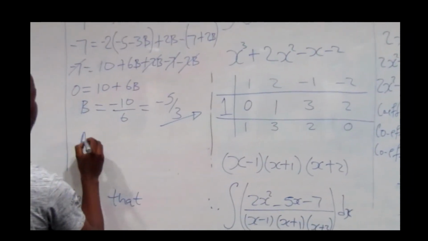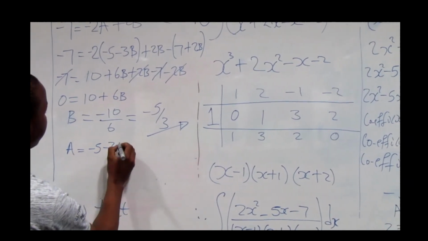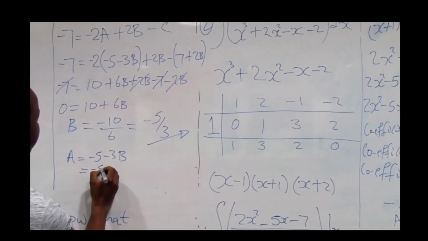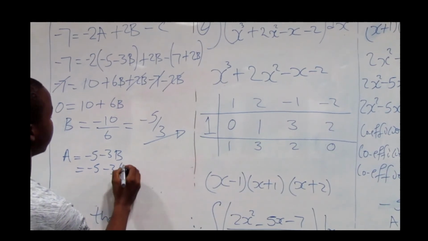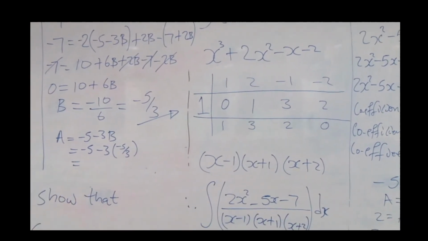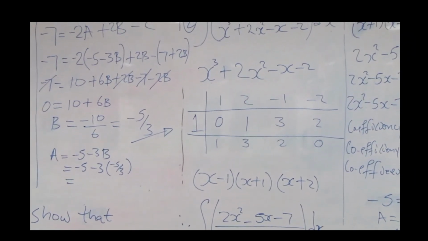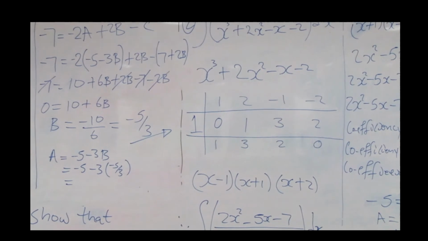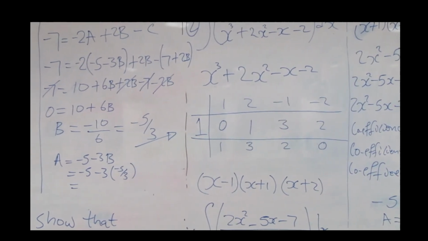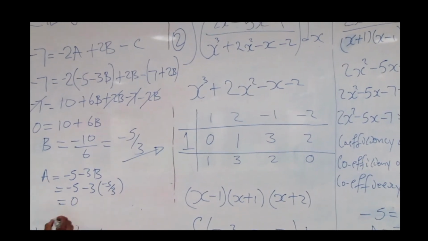Our a is equal to -5 minus 3b. Substitute b: -5 minus 3 times minus 5/3. This is going to be our a. We are going to get -5 minus 3 times minus 5/3, so our a is going to be 0.